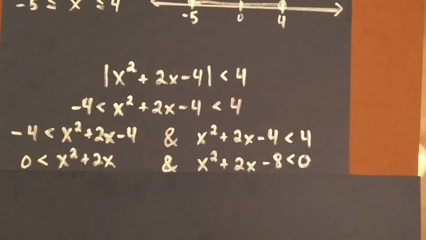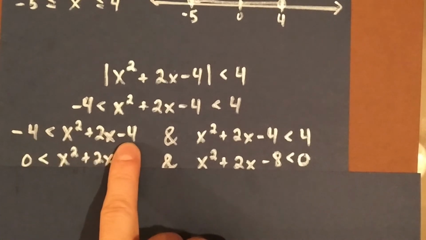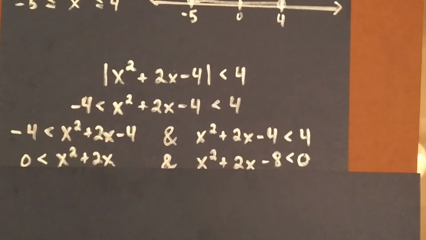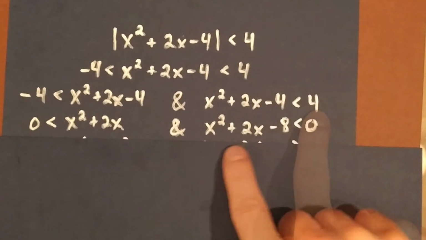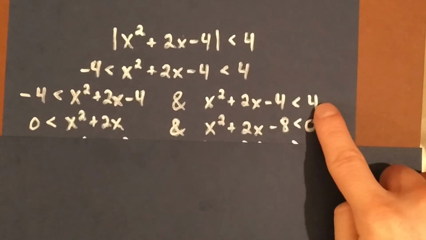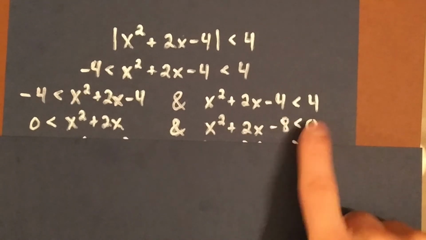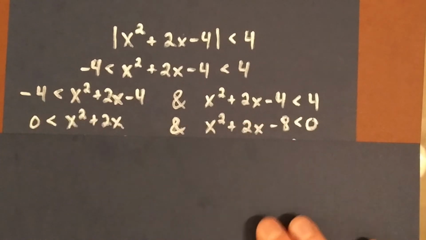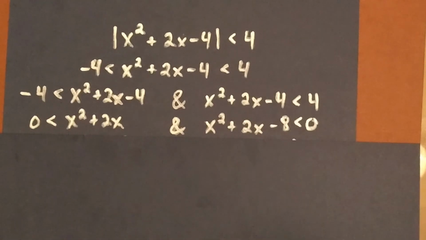And now we can solve these. Over here, I add 4 to both sides, and I get 0 is less than x squared plus 2x. In this one, I subtract 4 from both sides to get 0 on one side. So when I subtract 4, I end up with x squared plus 2x minus 8 is less than 0. So I subtract 4 from both sides here, and I add 4 to both sides there. And now I have one side equal to 0 in both cases.